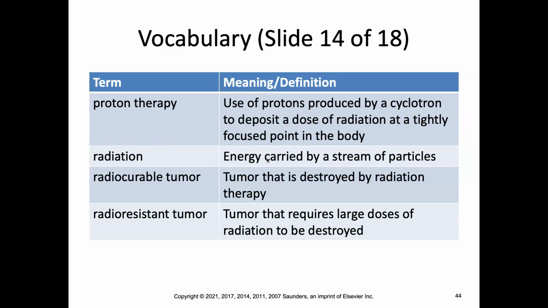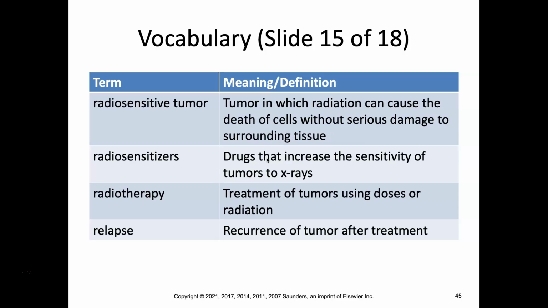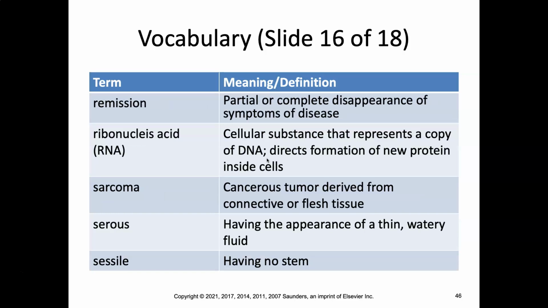Proton therapy, radiation, radiocurable tumor, radioresistant tumor. Radiosensitive tumor, radiosensitizers, that's medication or drugs that increase that sensitivity when you're using radiation. Radiotherapy, relapse, remission. Another spelling error here, watch out for this. This should be a C, ribonucleic acid. So that S at the end needs to be a C. So just make note of that.